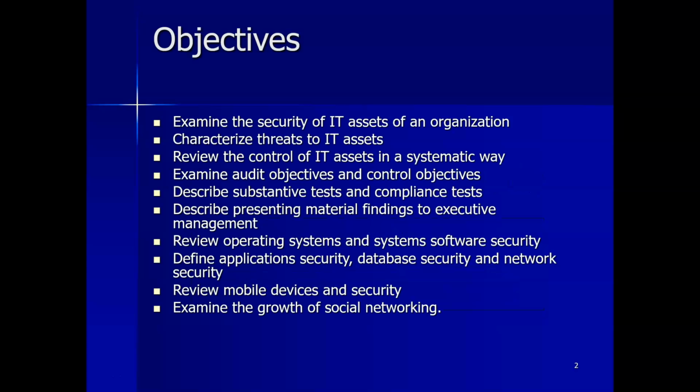These are the objectives for Chapter 7. First, we're going to examine the security of IT assets of an organization. Next, we're going to characterize threats to IT assets. Then we're going to review the control of IT assets in a systematic way. Then we're going to examine audit objectives and control objectives. And we're going to describe substantive tests and compliance tests. We're going to describe presenting material findings to executive management.